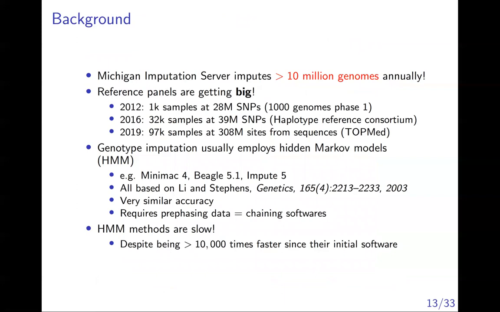There is this online service called the Michigan Imputation Server. Basically you can upload your data there and then they will impute it for you and you can download it. They impute 10 million genomes every year, so genotype imputation is becoming a standard procedure in genetics nowadays. Because of that, the reference panels that are available have been getting extremely big. Every 3 or 4 years, a major one comes out, and that will be 30 times bigger than the previous biggest panel. So probably in 2022, 2023, we will see another one.